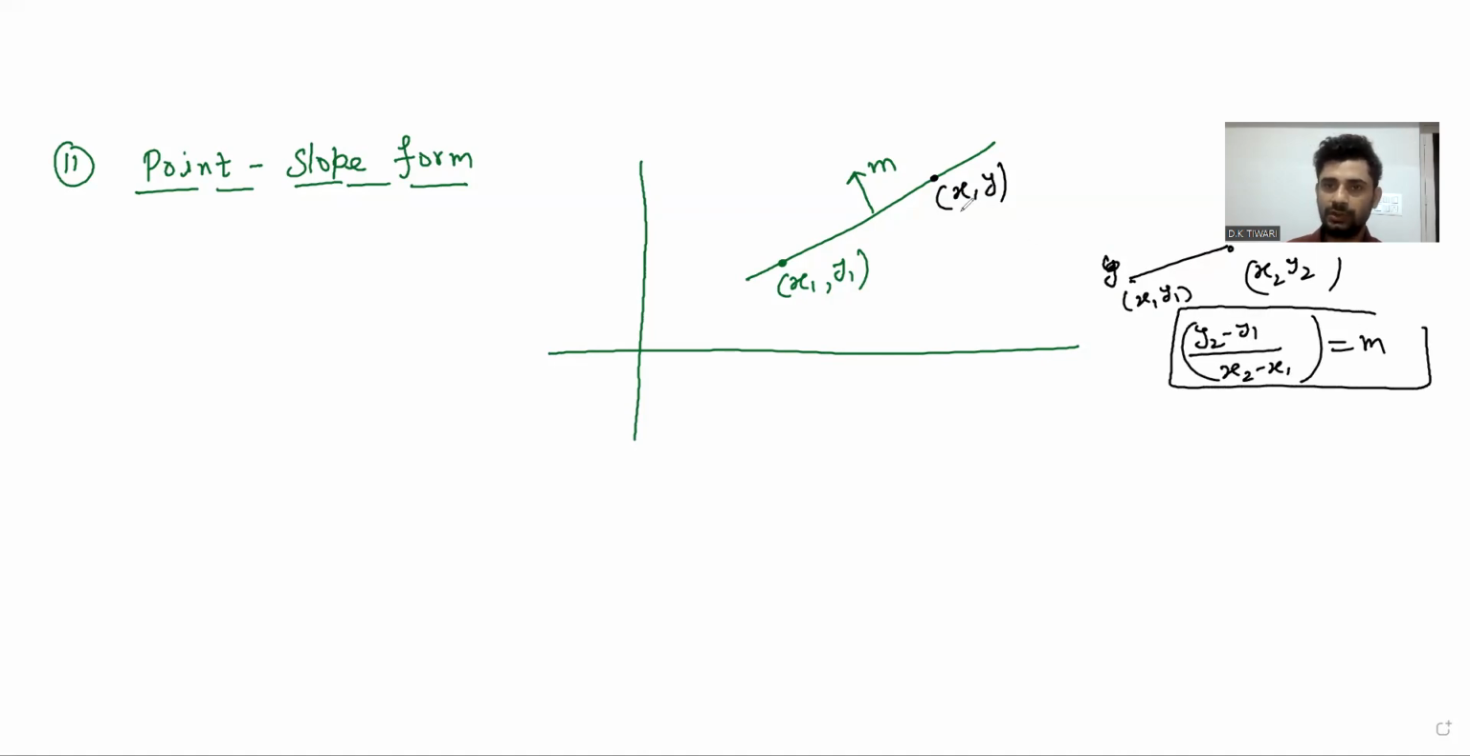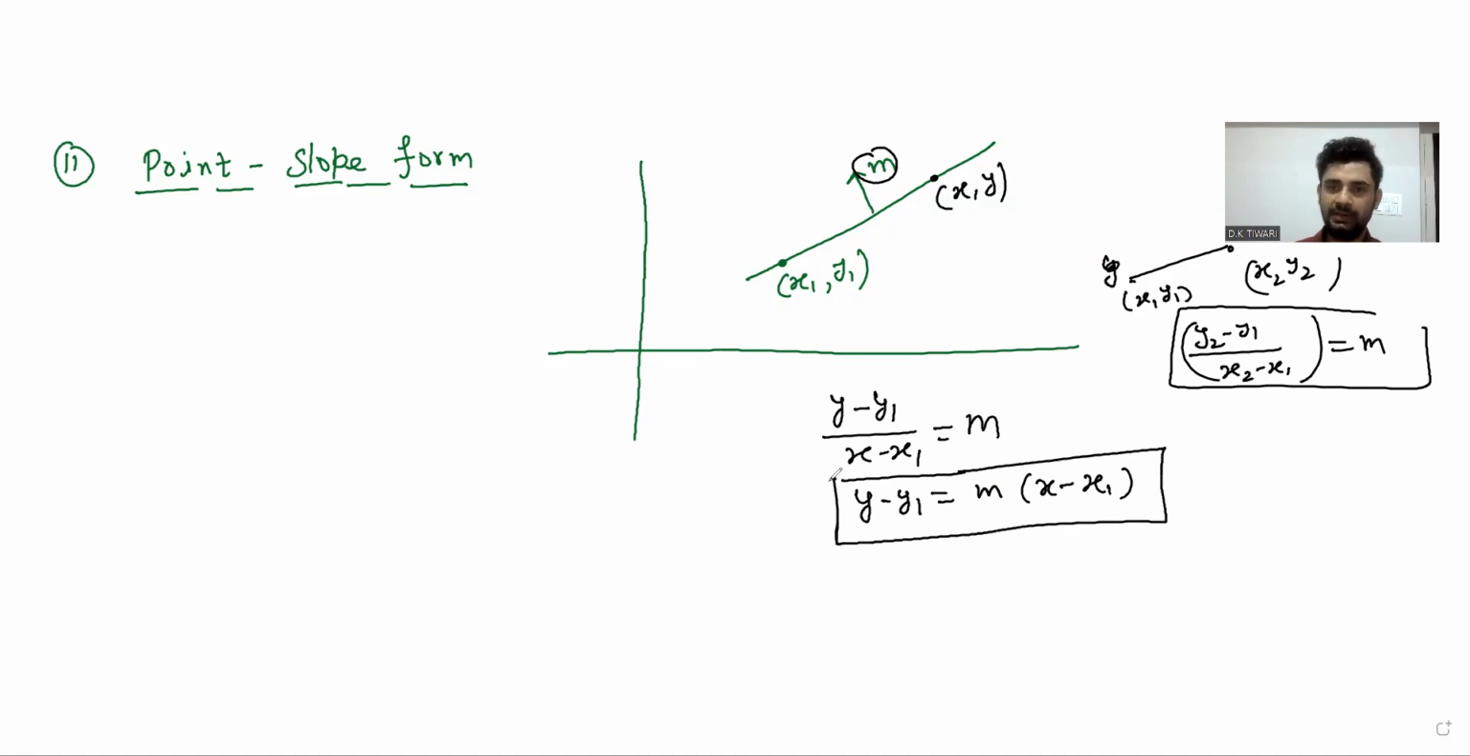So here 2 points are given, x comma y and x1 comma y1. So how do we find the slope? Slope is y minus y1 divided by x minus x1. And what is given? It is given as m only. So it is equal to m. So if we rearrange the terms, we get y minus y1 is equal to m times x minus x1. That is the equation of the line.